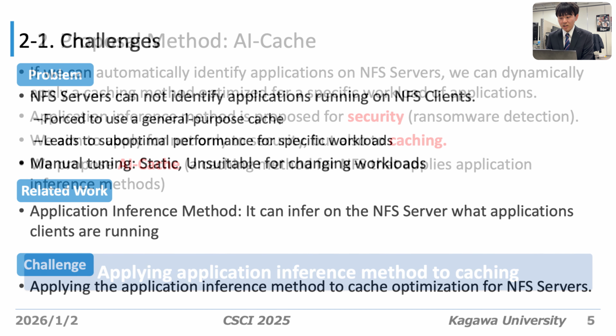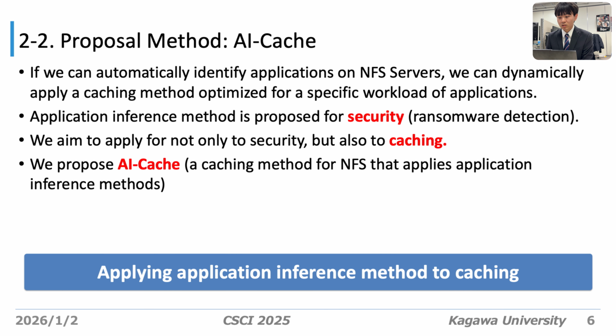Based on this challenge, we propose AI cache. If we can automatically identify applications on NFS servers, we can dynamically apply a caching method optimized for the specific workload of applications. Application inference method was proposed for security. However, in this research, we aim to apply it not only to security, but also to caching. AI cache is a caching method for NFS that applies the application inference method.